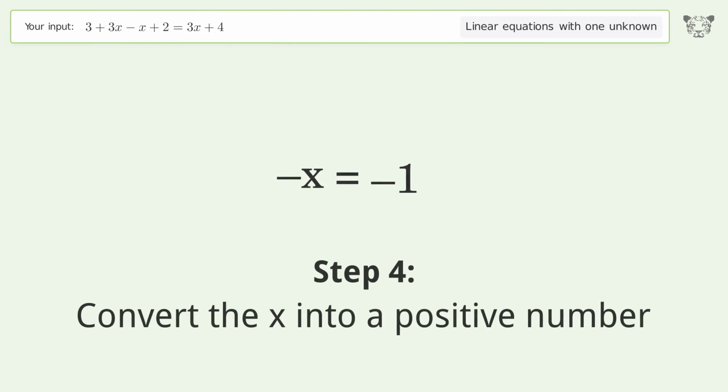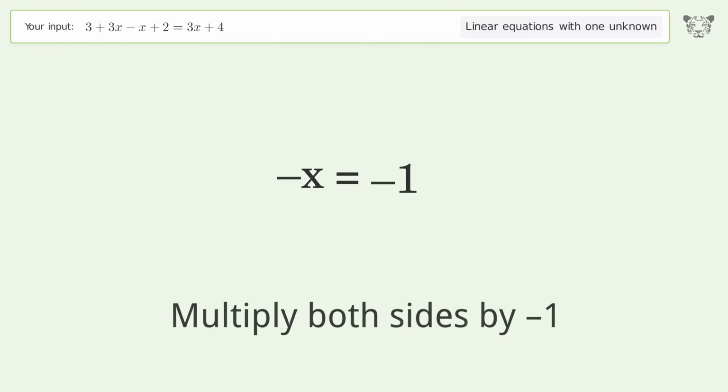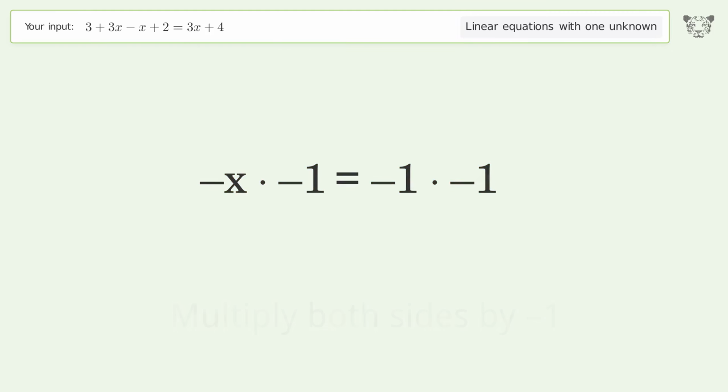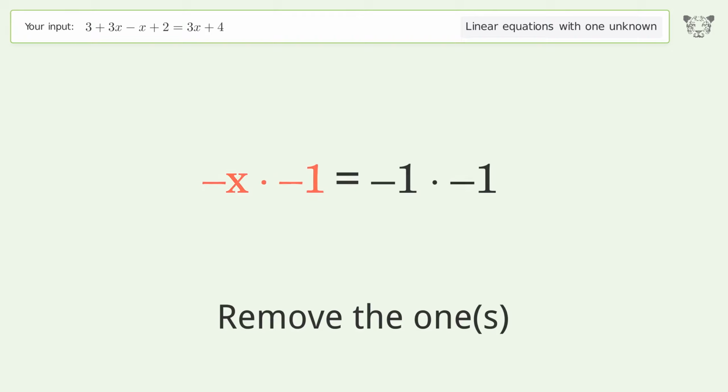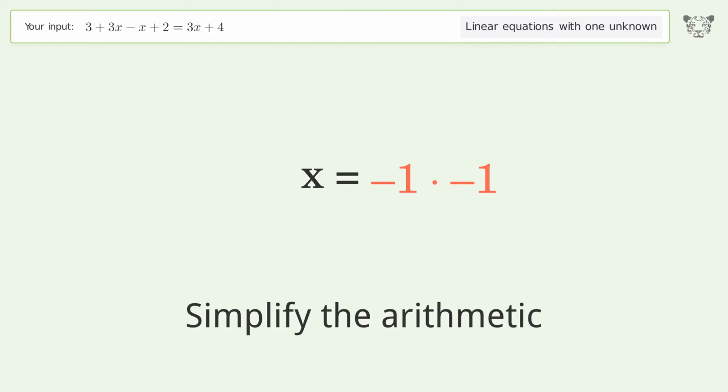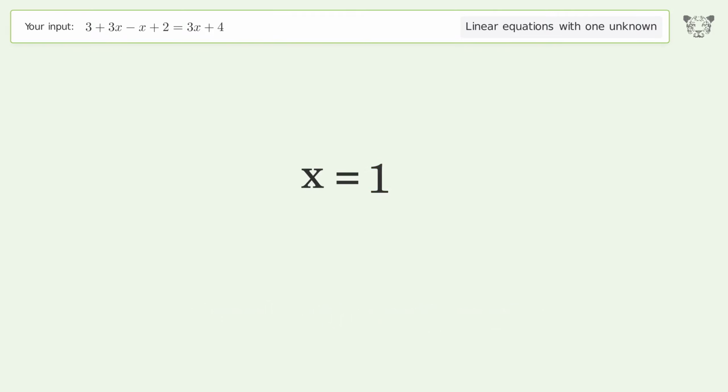Convert the x into a positive number. Multiply both sides by -1. Remove the ones. Simplify the arithmetic. And so the final result is x equals 1.